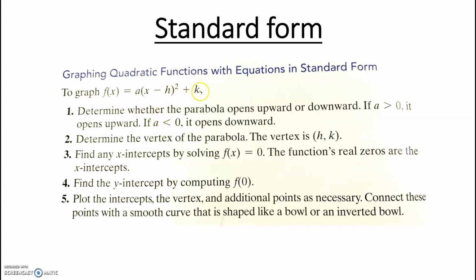H and K represent your vertex. And then the x and y intercepts. Remember, for the x-intercept, you plug in 0 for y. And for the y-intercept, you plug in 0 for x. And then you graph. So let's go ahead and try it.